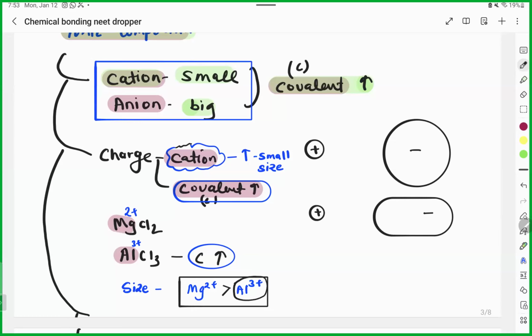Small cations have more covalent character. That's what we have written here. Because we know aluminium is small, covalent character will be more. Yes, sir, understood.